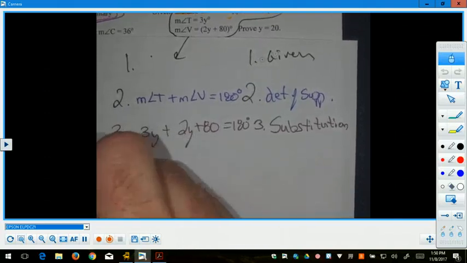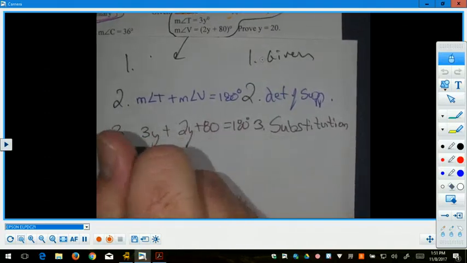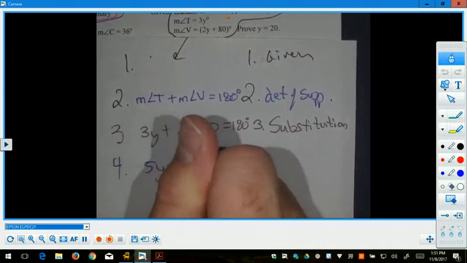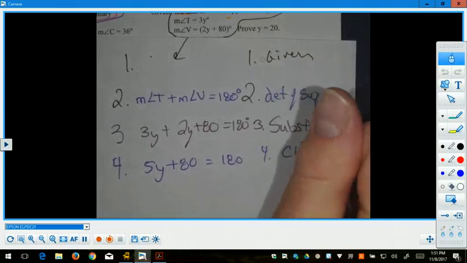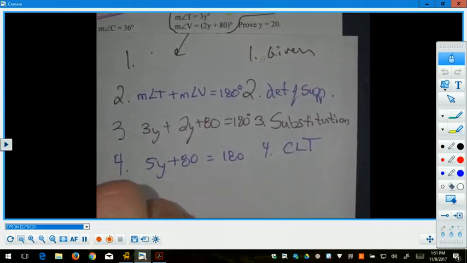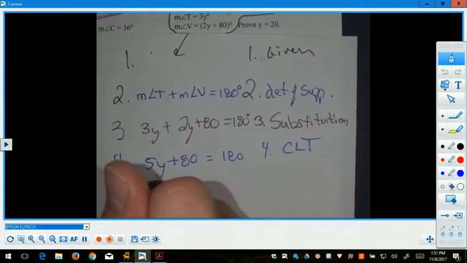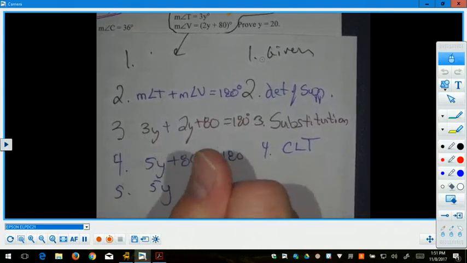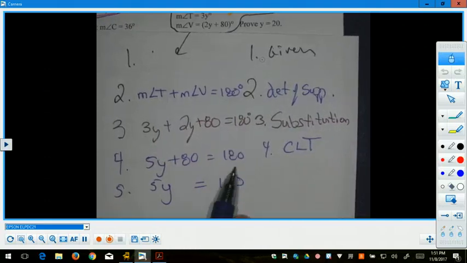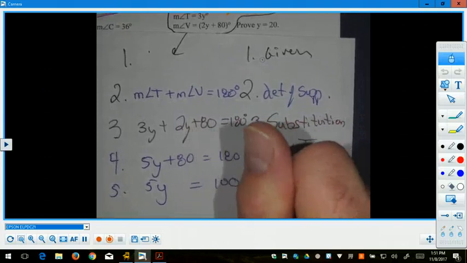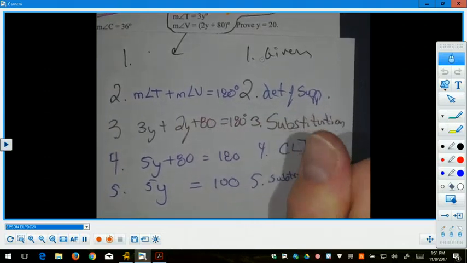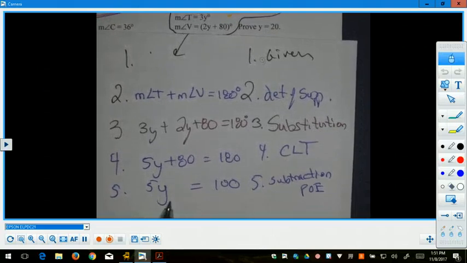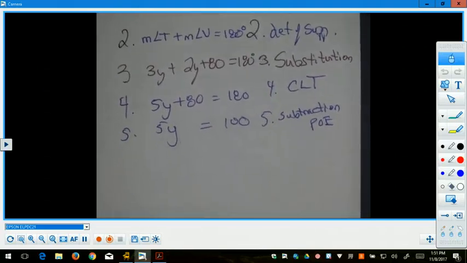The next step is to combine like terms, so I will have 5y plus 80 equals 180. That is by combining like terms. And my second to last line is 5y equals 100, because I subtract 80 from both sides, so we used the subtraction property of equality to get from this equation to this equation, so that's the justification.